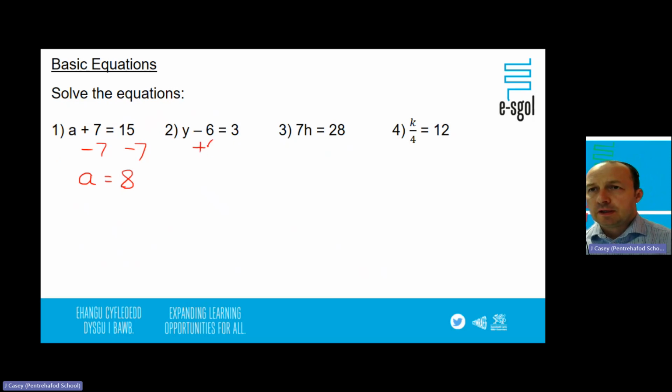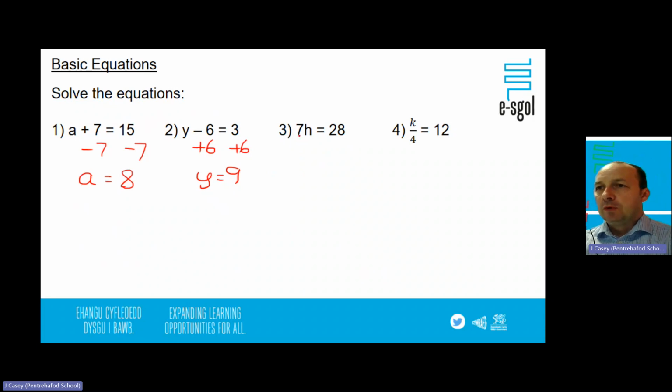Okay, so next one, there's a -6. So I'm adding on 6 that side, adding on 6 that side, and I'm getting rid of the minus because -6 add 6 is 0, so there's only y left there, and then 3 add 6 is 9, so the value of y is 9. My 9 has gone a bit weird there, but we can live with that. It looks a little bit like a G.